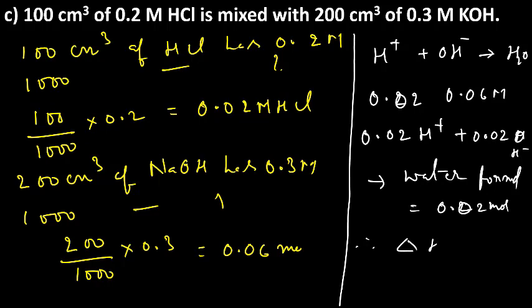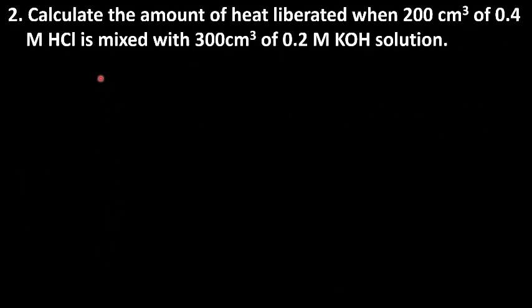Therefore delta H neutralization is equal to 57.1 into 0.02. So this is nothing but 1.142 kilojoule. Now let us do another problem. Calculate the amount of heat liberated when 200 centimeter cube of 0.4 m HCl is mixed with 300 centimeter cube of 0.2 m KOH solution.